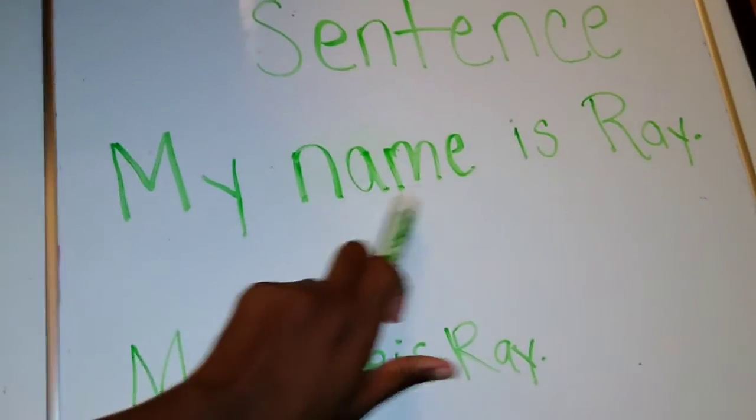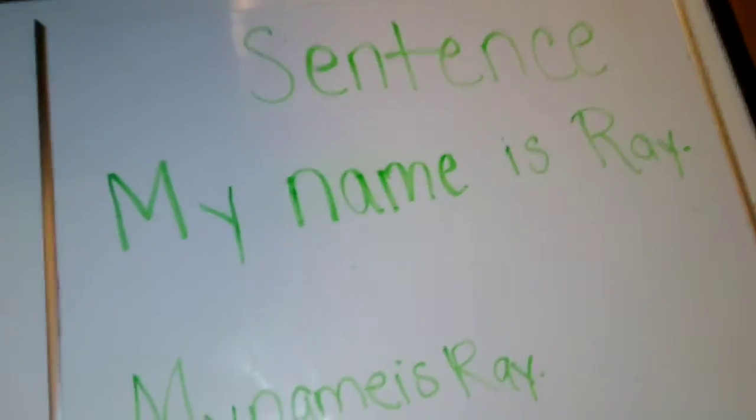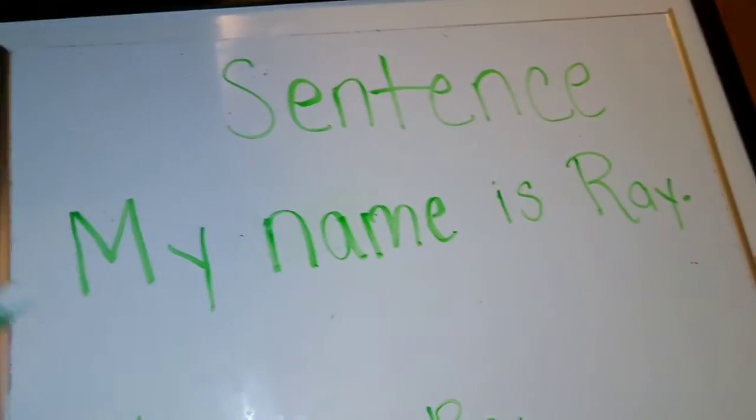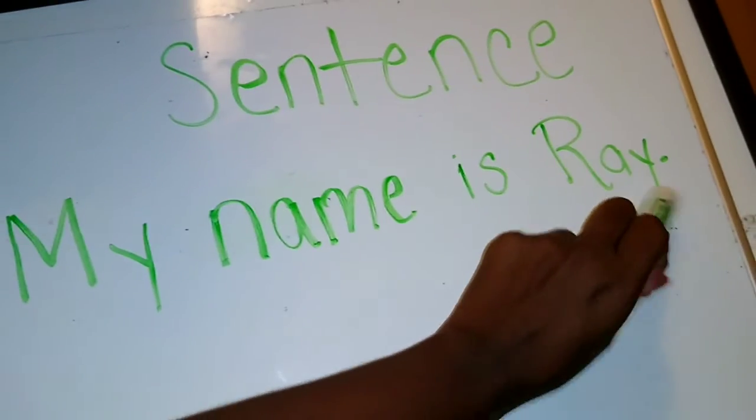So we have "My name is Ray." This is how we want to write it. We do not want to write it like this. We want to make sure we have enough space. We want to make sure we have our capital letter and our punctuation at the end.